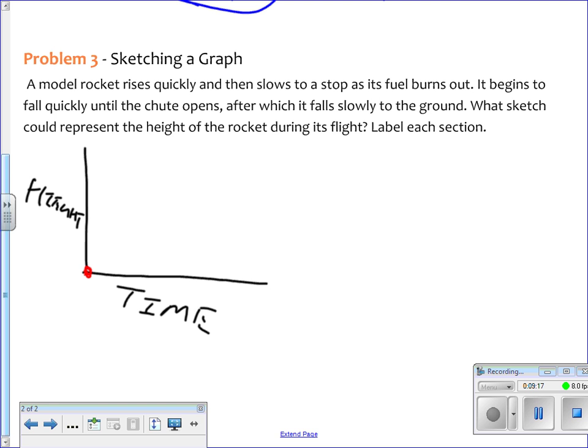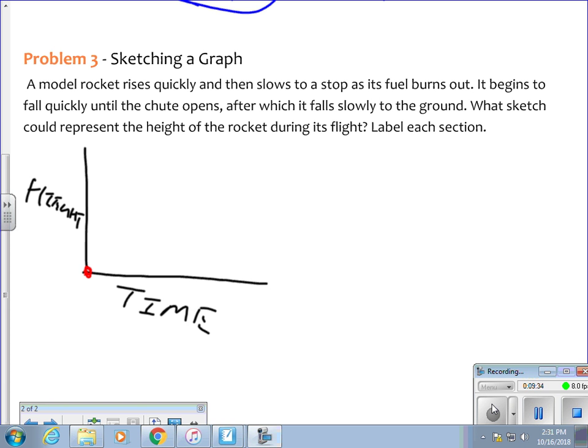What do you think would fit these things? The rocket rises quickly, slows to a stop, starts falling quickly, and then slows down when the parachute comes out. What's a graph like that going to look like? Sketch a graph. Realistically, there is no really wrong answer on this one, as long as it somewhat resembles something like this.